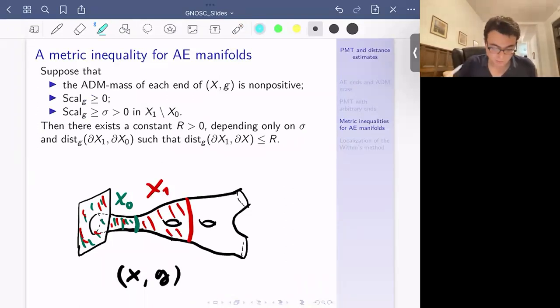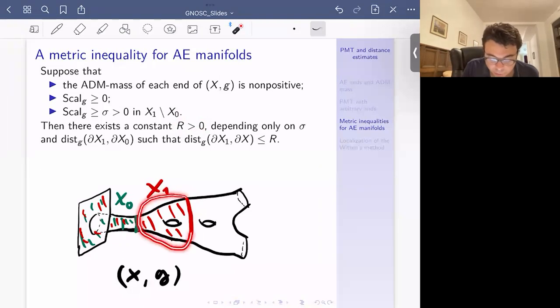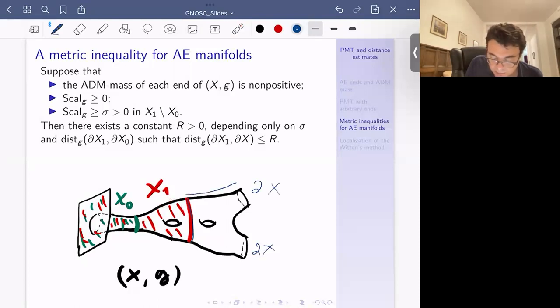All right, so now I want to explain just what's going on. The previous slide, I think, was quite technical. So here what we state is a non-stretchability principle, in the sense that suppose that the ADM mass is non-positive, and the scalar curvature is non-negative everywhere, and is strictly positive in this region, then there exists a constant R which depends only on the positive lower bound of the scalar curvature here, plus the distance between those two boundary components, such that the distance between this boundary and the boundary of the manifold, which I called L, must be at most R.